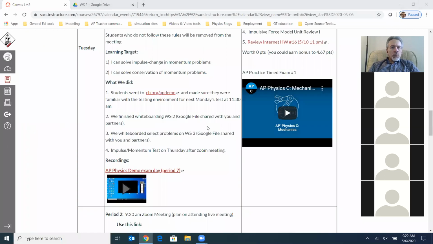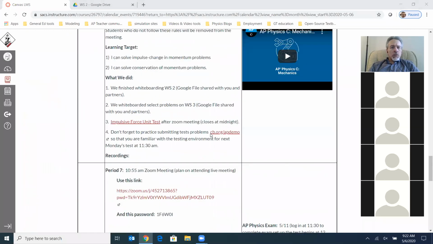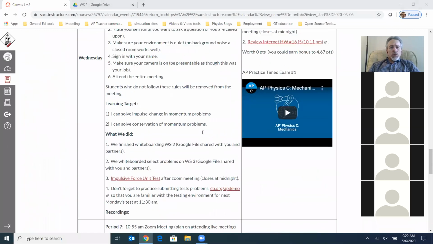Okay, today, Wednesday, we are going to be doing some more impulse momentum, mostly conservation of momentum. Momentum's conserved when there's no outside forces acting on something, so there's no friction. If there's friction or some outside force on it, then there would be an impulse on it, which would change momentum. So we're going to finish whiteboarding worksheet 2, start whiteboarding worksheet 3.